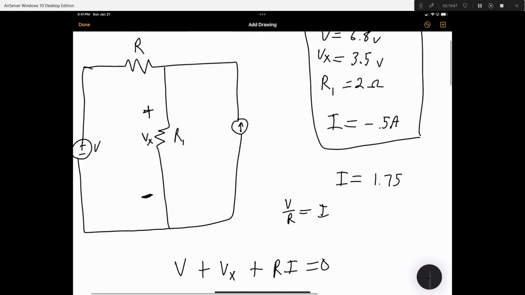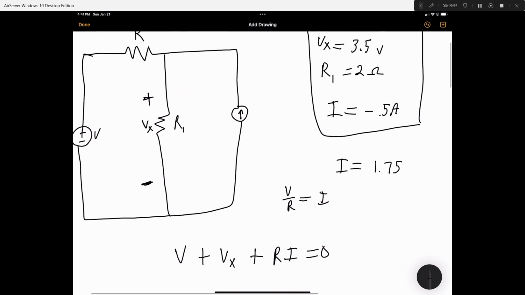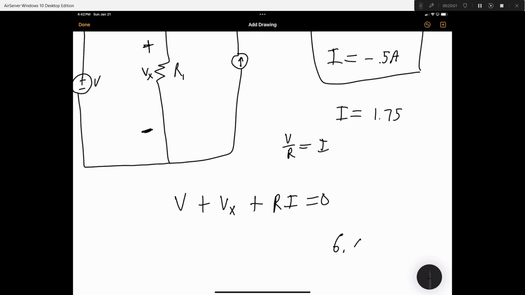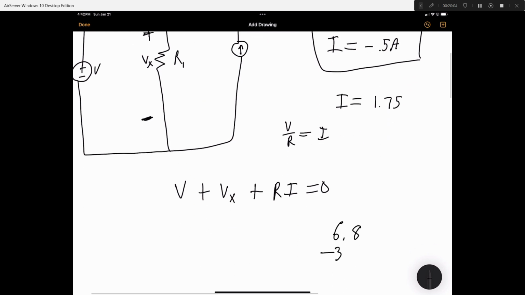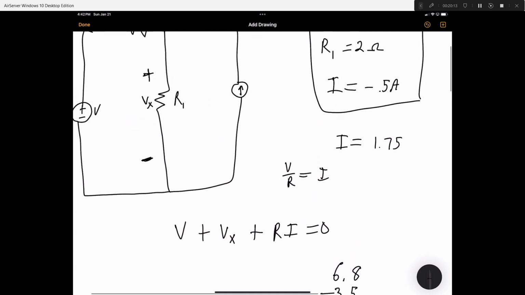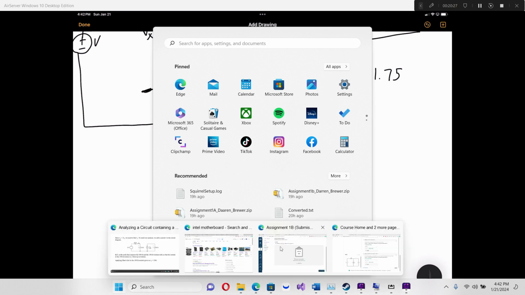So we know V will make it negative, so that the voltage sources from the other two, when added, will make it 0. So a negative V, which is 6.8, we'll add it over and make it positive on the right, minus 3.5, which is 3.3, equal to R. We know I now, which is 1.75. So 3.3 divided by 1.75 is not going to be the right number.